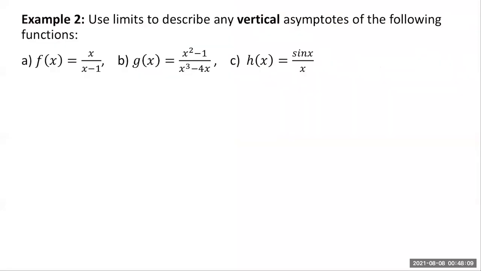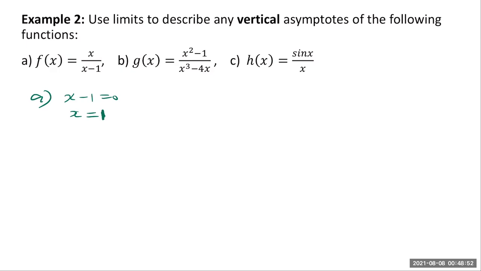All right, let's move on. Now use limits to describe any vertical asymptotes of the following functions. Let's work on the first part. Let's first find the vertical asymptotes and then describe them. How do you find the vertical asymptotes of this one? Well, you set your denominator to 0, right? If you set x minus 1 to 0, you get x equals 1. And clearly it is a vertical asymptote because x equals 1 does not make your numerator 0. That means it is going to be a vertical asymptote.